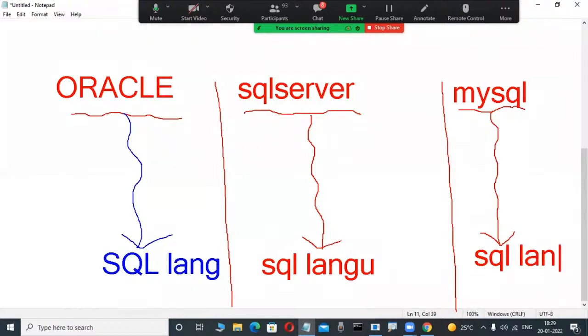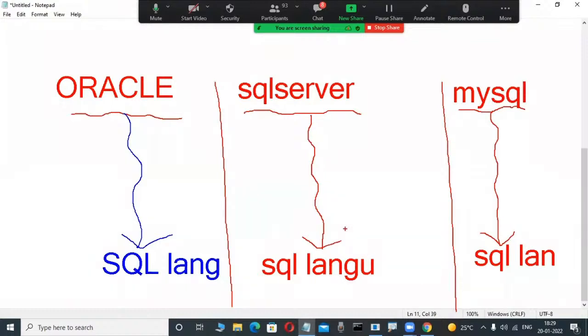Now what is my doubt? Many people attending this demo class have a doubt: are all these SQL languages the same or different? Whether you work on the Oracle database product, your friend works on the SQL Server product, or your other friend works on the MySQL database product, all of you use the SQL language. But are these SQL languages the same or different? Only one answer is correct. Easy.